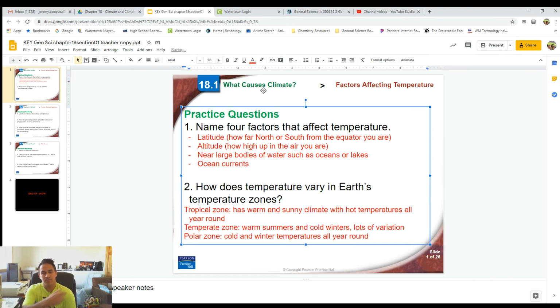So we have 3 zones: tropical zone, temperate zone, polar zone. Tropical zone in the middle, very hot all the time. Temperate zone was like where we live here in the US, we get hot temperatures and cold temperatures, and the polar zones, it's basically cold all the time.